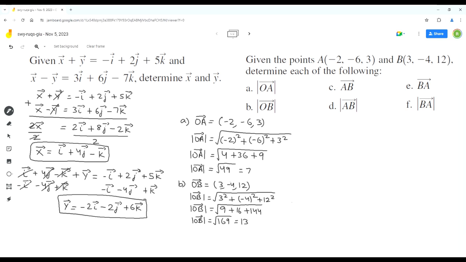Now we can analyze part C. So in part C we have to find vector AB. So for that we should break down vector AB into its position vectors. So we get OB minus OA. Now position vector OB is equal to point B, and vector OA is equal to point A.